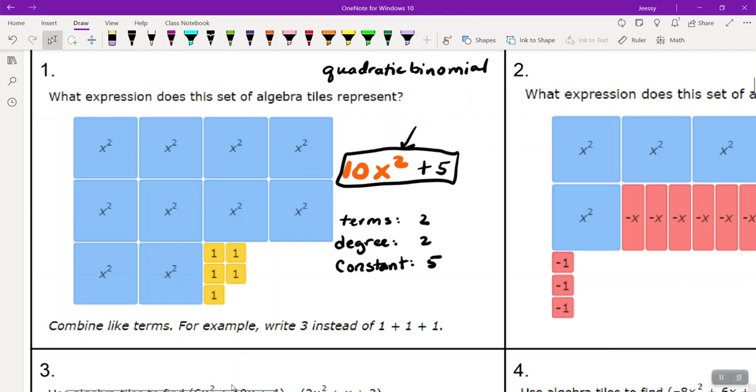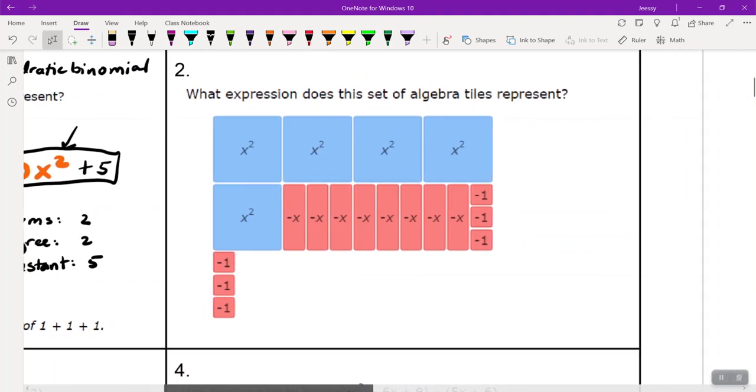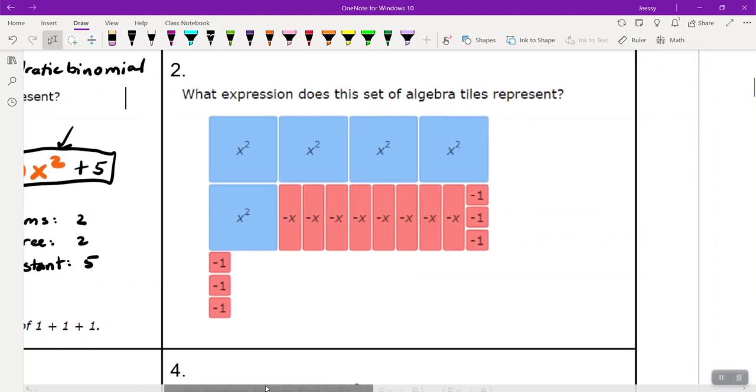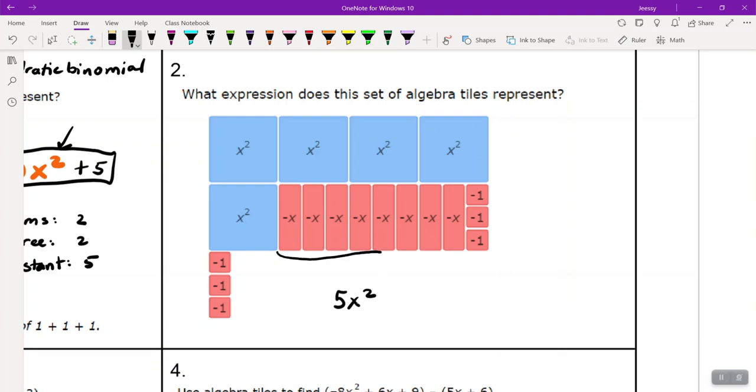All right, so for number 2, how many x squares do we have? Okay, so 5x squared. Now, these are red. All of these are negative x, right? How many of those do you have? 8 or 9? Yeah, 8. So minus 8x, because it's negative. And these are negative 1s. How many negative 1s do you have? So what do I write? Plus 6 or minus 6? Minus 6, correct.